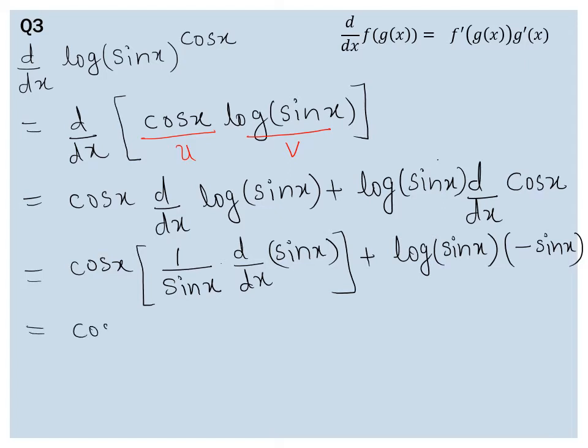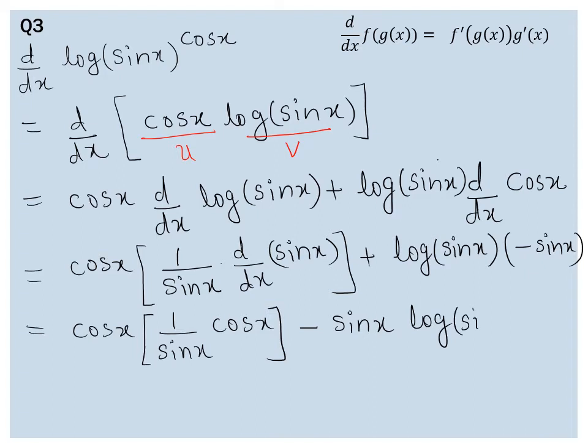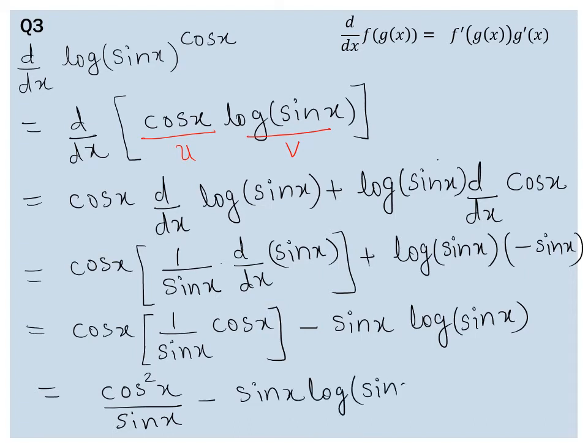So here again in the first term cos x as it is, this is 1 upon sine x and derivative of sine x is cos x. Here I write this as minus sine x into log of sine x. So this becomes cos square x upon sine x as the first term and minus sine x into log of sine x. This is the result.